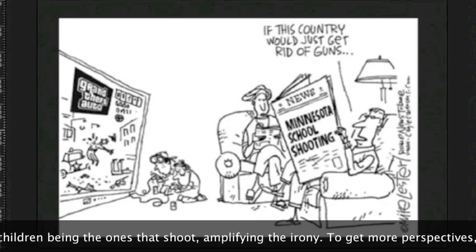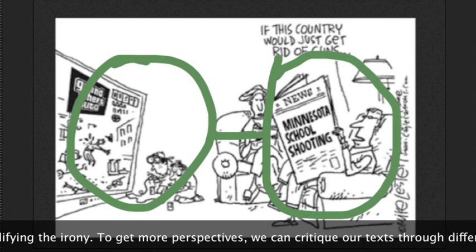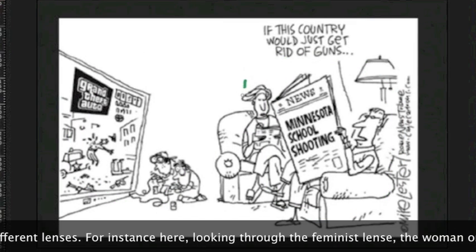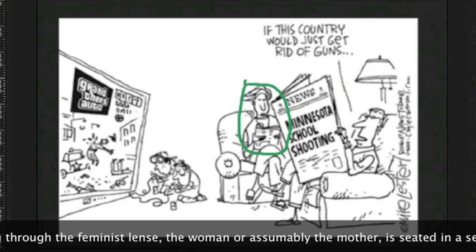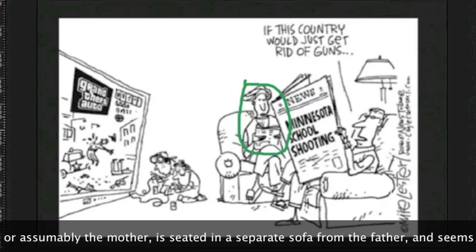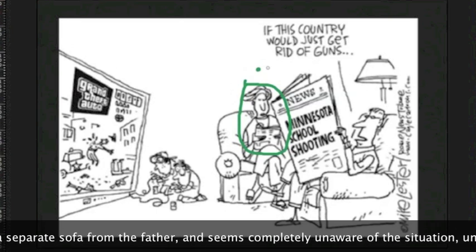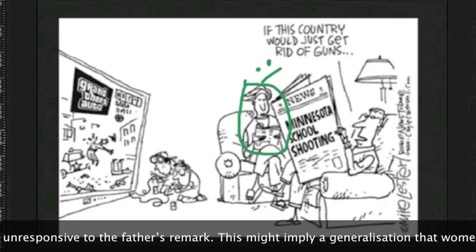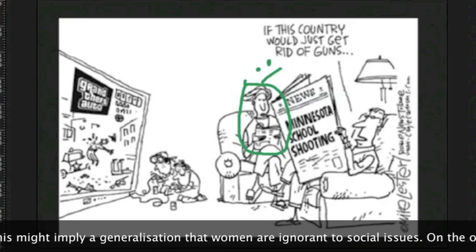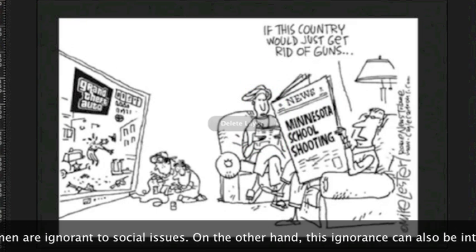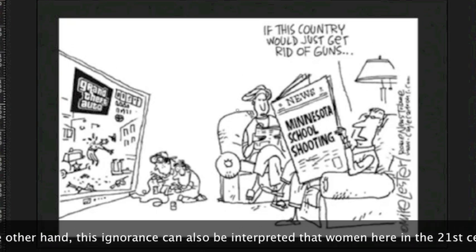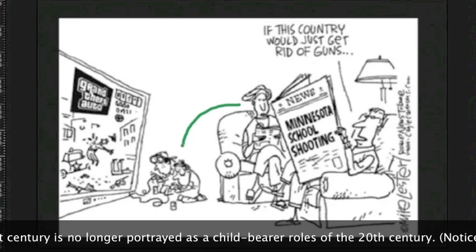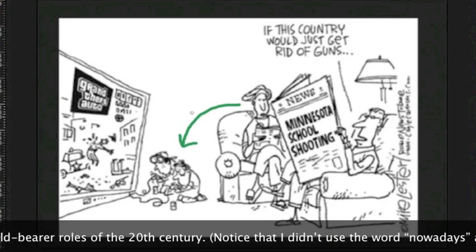To get more perspectives, we can critique our text through different lenses. For instance, here, looking through the feminist lens, the woman, or assumably the mother, is seated in a separate sofa from the father and seems completely unaware of the situation, unresponsive to the father's remark. This might imply a generalization that women are ignorant to social issues. On the other hand, this ignorance can also be interpreted that women here in the 21st century are no longer portrayed as the childbearer roles of the 20th century.